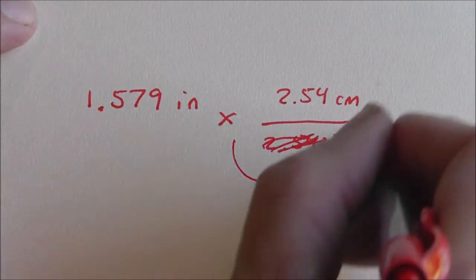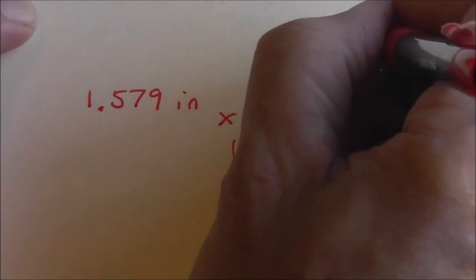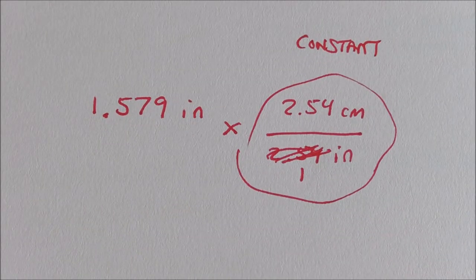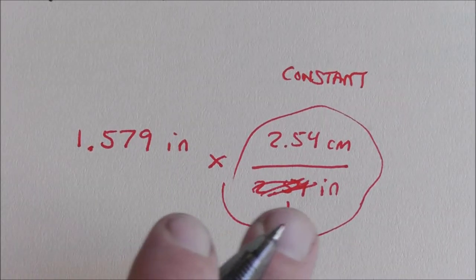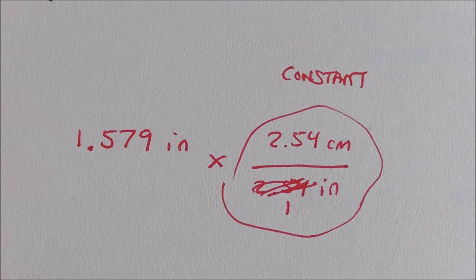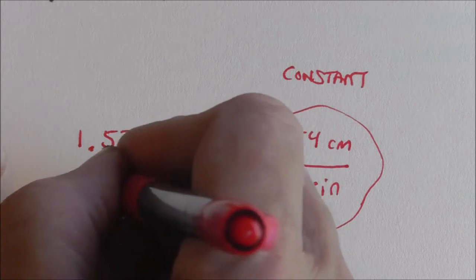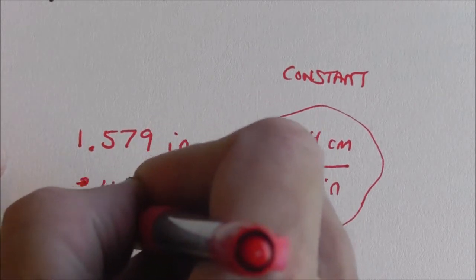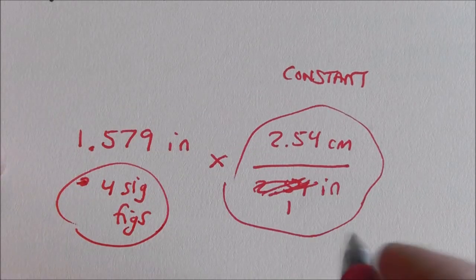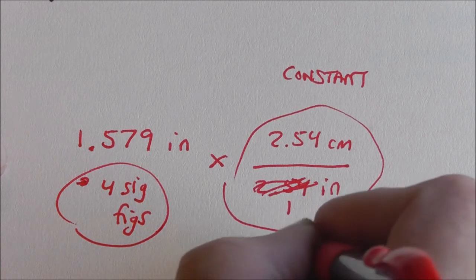Now, this is a constant. That's not measured. So what you do with this is you consider that to be the truth. 12 inches is a foot, that's the truth. The speed of light is 3.0 times 10 to the 8th meters per second, that's the truth. And so what you would do is you'd say this has, in this case, 4 sig figs. This has infinity sig figs.